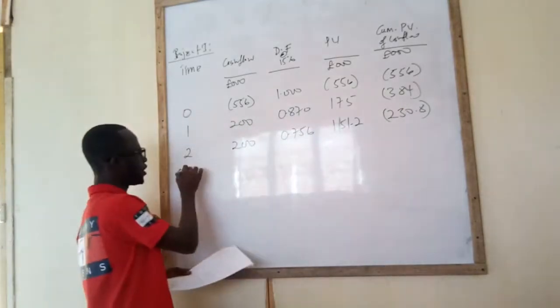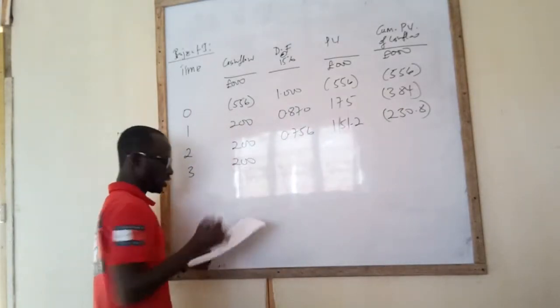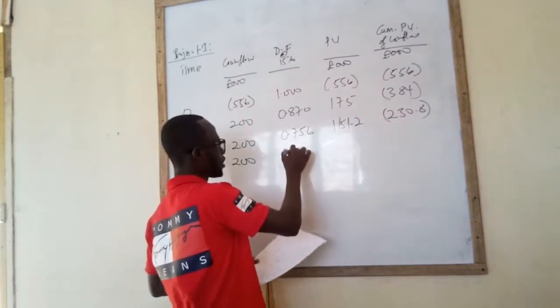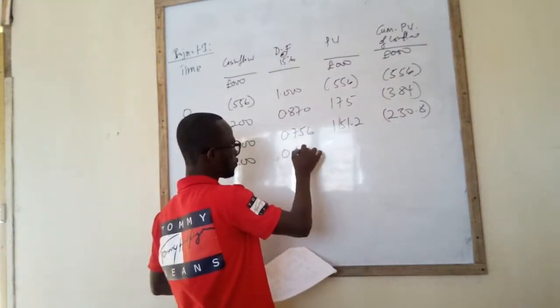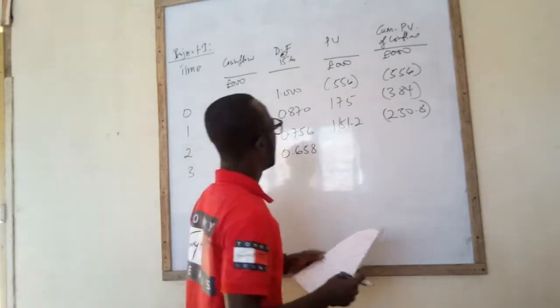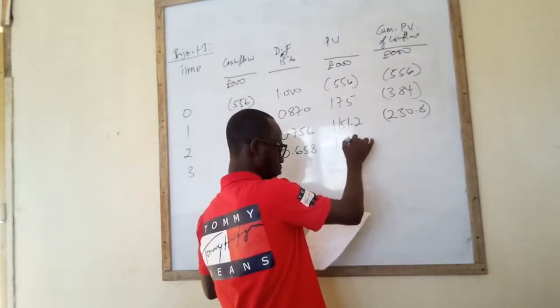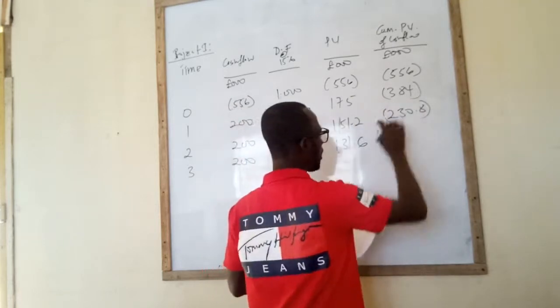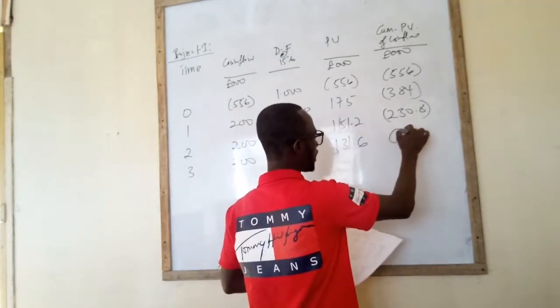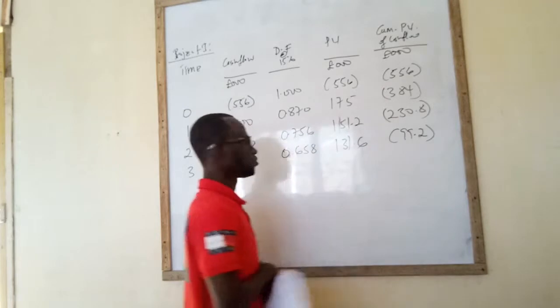We come to year 3. The same 200,000 is coming in. The discount factor will be 0.658. And that will give us, when we multiply, 131.6. When we strike it out, that is going to be negative 99.2.